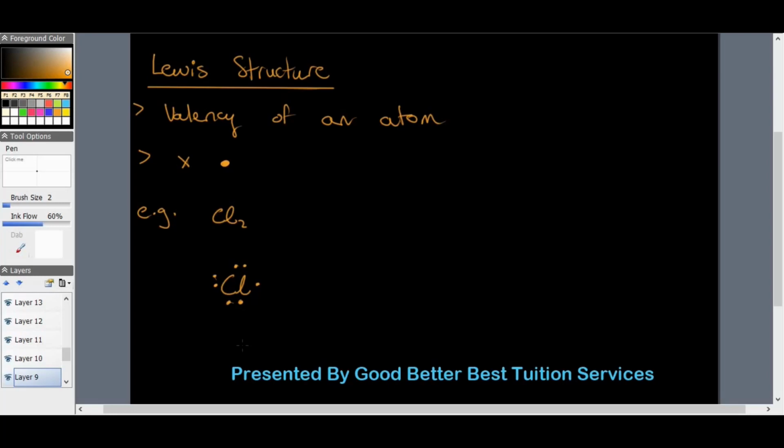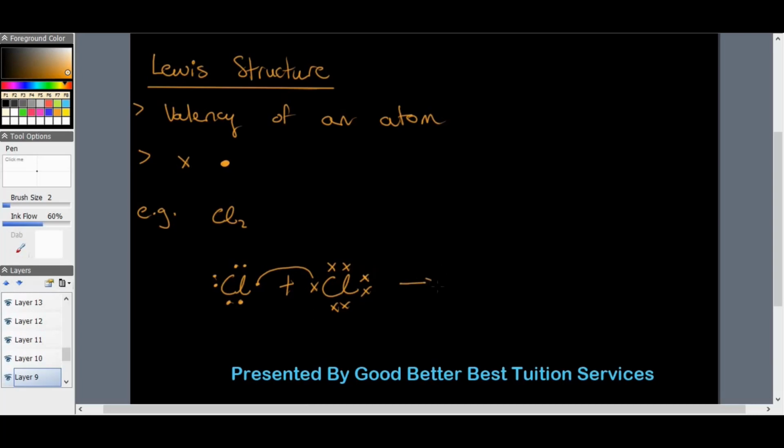So chlorine only has 1 valence electron that it can use, or that can be made available to bond with another atom or element. So let's take Cl, and I'm going to use X's now. And I'm going to write the lone electron on this side to show that these two are going to share. They're going to share an electron. They're going to form a bond.